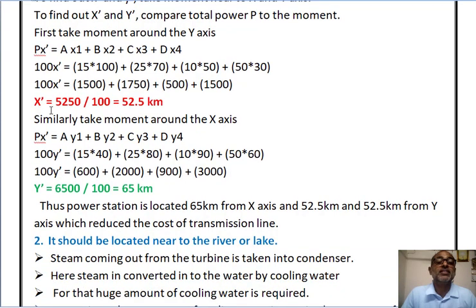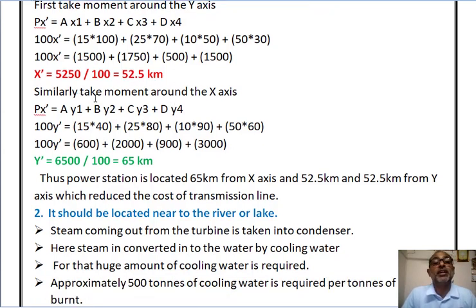So our x dash is equal to 5250 divided by 200. That means 52.5 kilometer. Now similarly, we can take the moment around the x-axis.